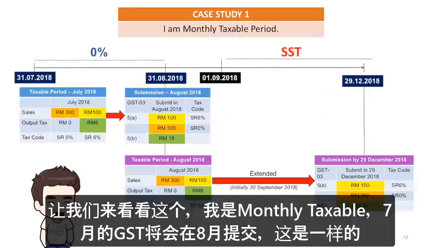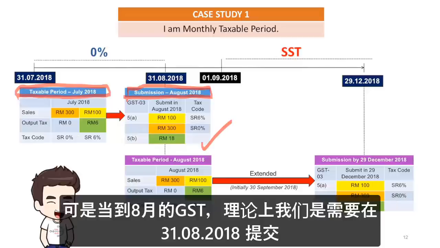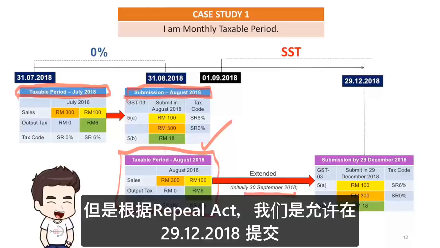Let's look at case study number 1. I'm a monthly taxable period. My taxable period for July 2018 will have to be submitted by August 2018. This will remain the same. However, when it comes to my August taxable period, rightfully we have to submit by 30th of September 2018, but now, due to the Repeal Act, we are allowed to extend until 29th of December 2018.